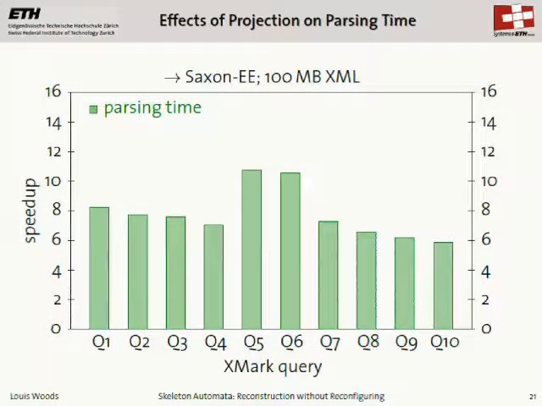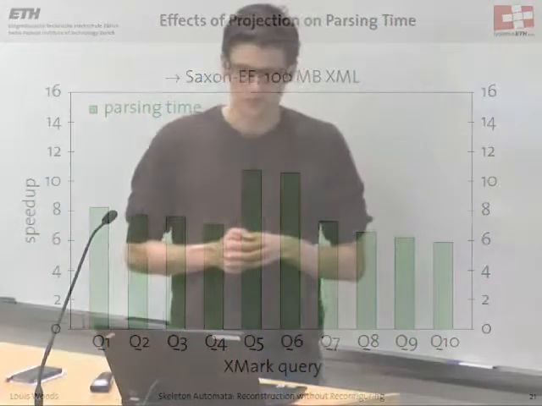So, a little bit of evaluation. First, some performance we looked at. We measured the Saxon EE. Saxon is a SAX-based XML engine or XQuery engine, and the EE is the commercial version.